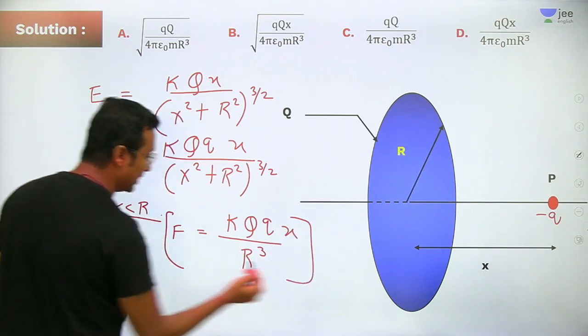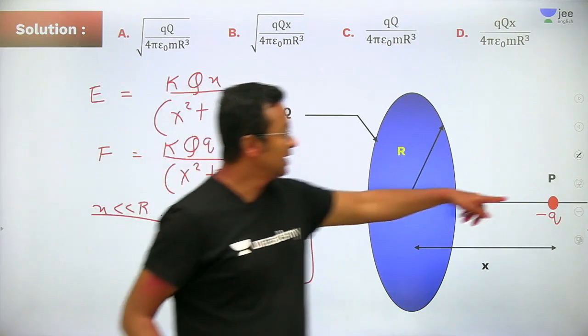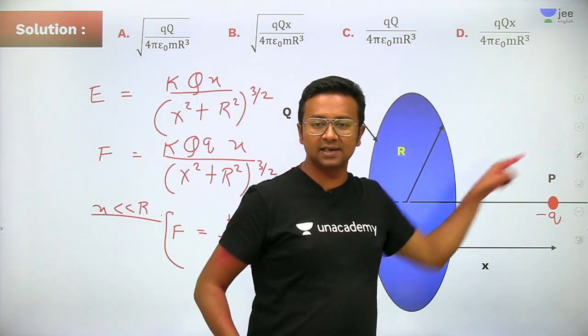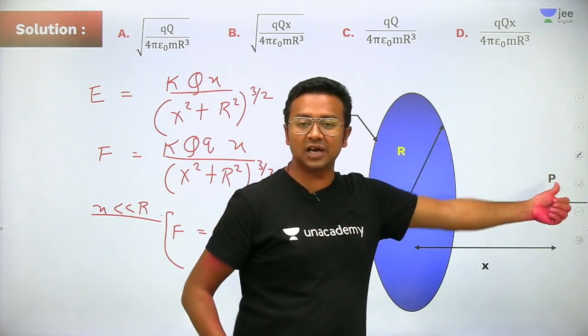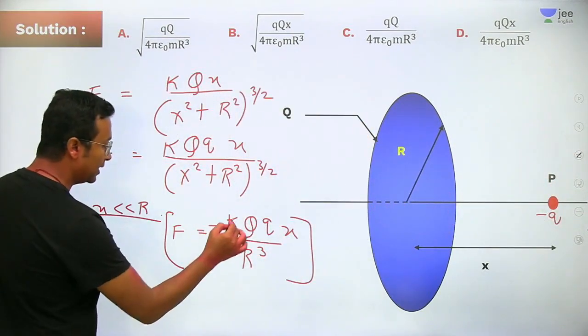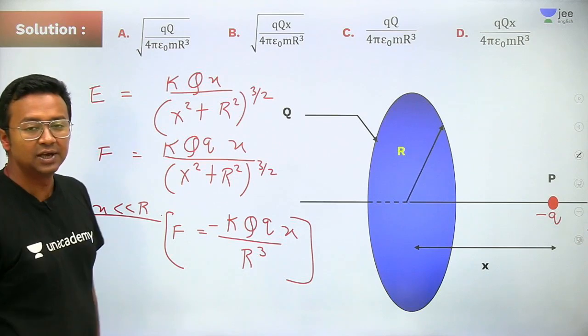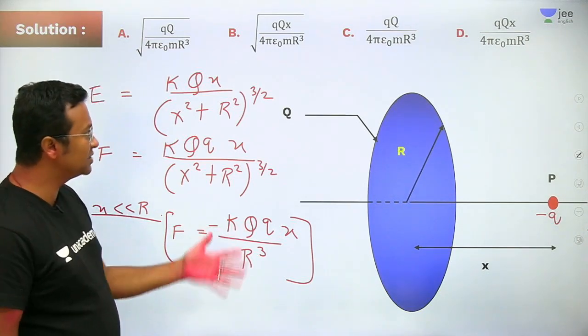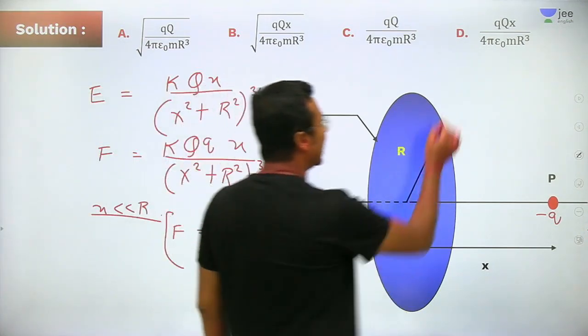Now when you look at this expression, try and understand. The electric field is along the axis, away from it, and this is a negative charge, so the force will be negative. Now if you look at this expression, let me just try to find out the value of the acceleration also.